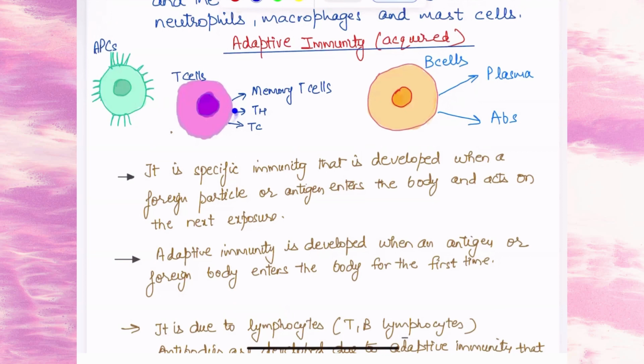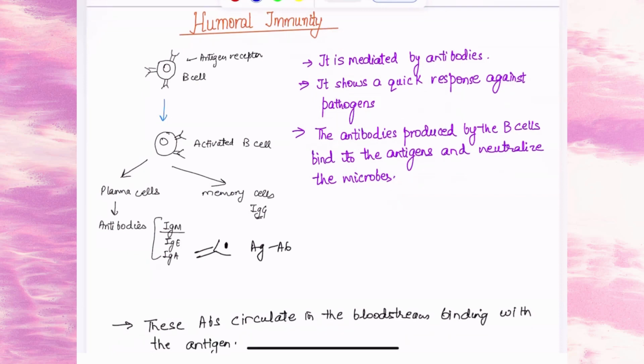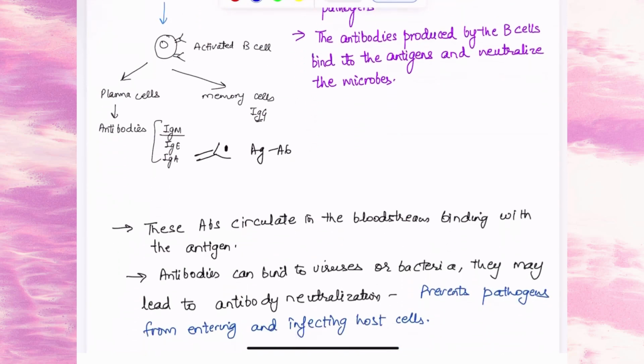Antigen presenting cells present to T cells, which further get differentiated into memory cells, T helper cells, T cytotoxic cells, and B cells, which further get differentiated into plasma cells and immunoglobulins or antibodies. Adaptive immunity is of two types, humoral immunity and cell-mediated immunity. Humoral immunity is mediated by antibodies and it shows a quick response against pathogens. The antibodies produced by the B cells bind to the antigen and neutralize the microbe. So the antigen receptors present on the B cell get activated and plasma cells and memory cells are formed. These plasma cells produce short-lived antibodies, and memory cells, which are long-lived, are also formed, called IgG.